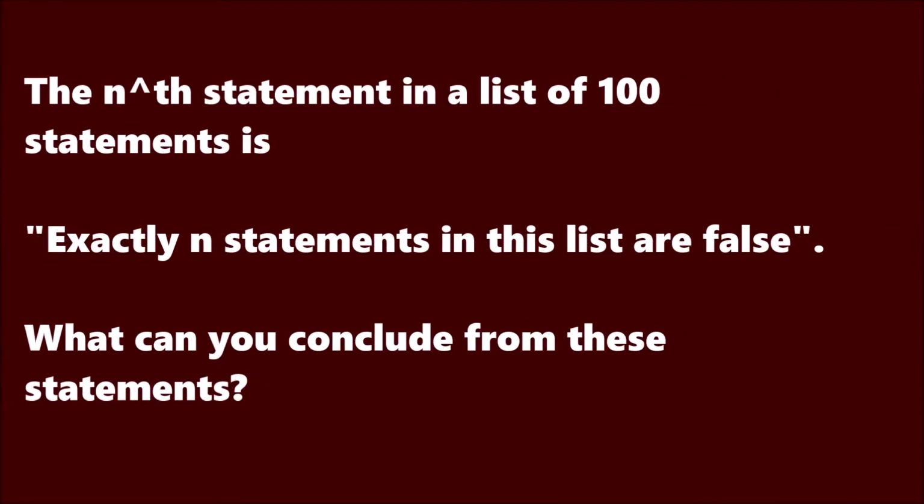We are going to start with an interesting question. The question is, the nth statement in a list of 100 statements is "exactly n of the statements in this list are false." What conclusions can you draw from these statements?